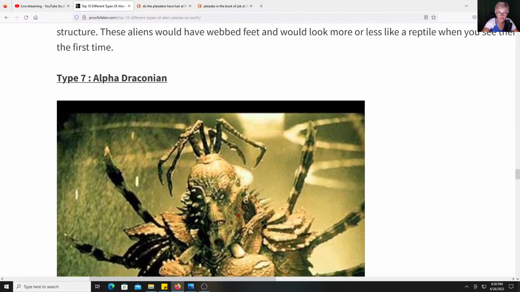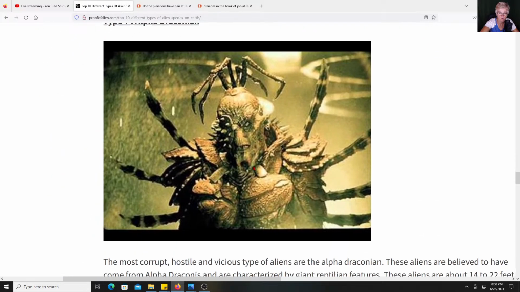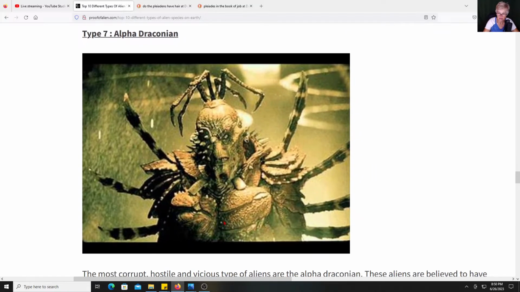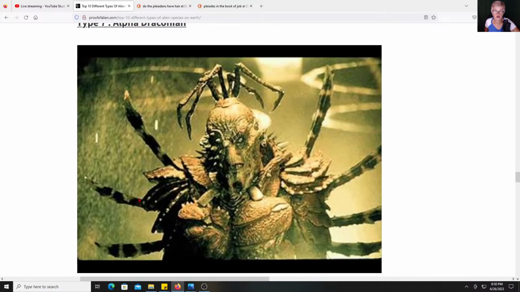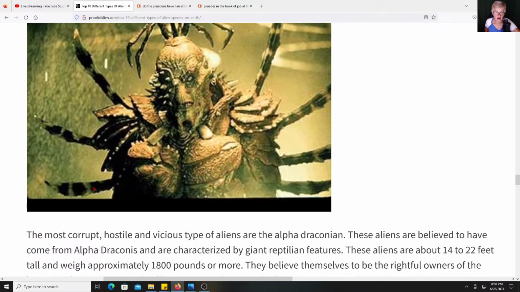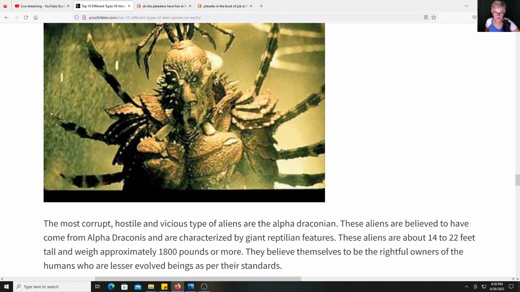Alpha Draconian. Oh, this looks like a bug. It does look like a bug, but this is the most corrupt, hostile, and vicious type of alien, and its name is the Alpha Draconian. These aliens are believed to have come from the Alpha Draconis and are characterized by giant reptilian features.